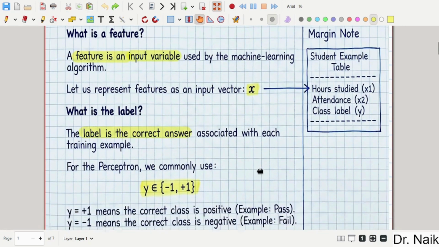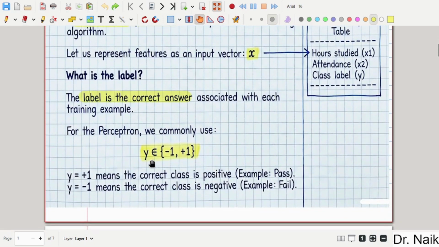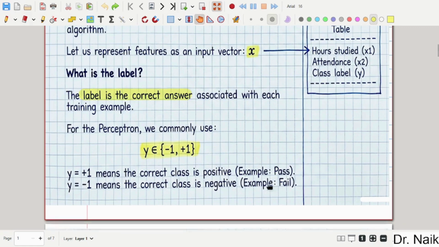For the perceptron, we commonly use y as an element of the set {-1, +1}. y equal to plus 1 means the correct class is positive, for example, pass. y equal to minus 1 means the correct class is negative, for example, fail.